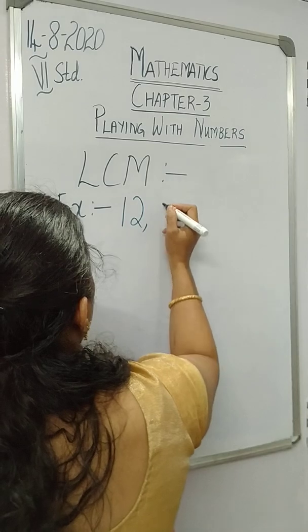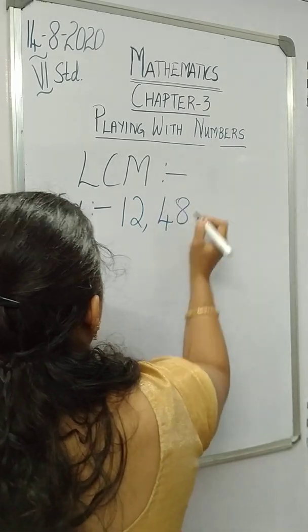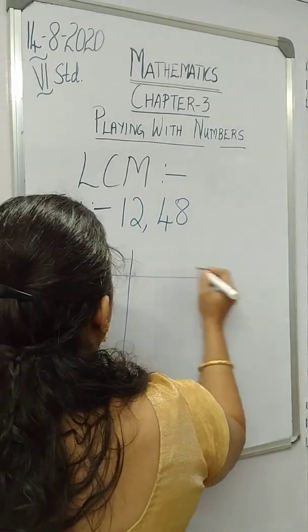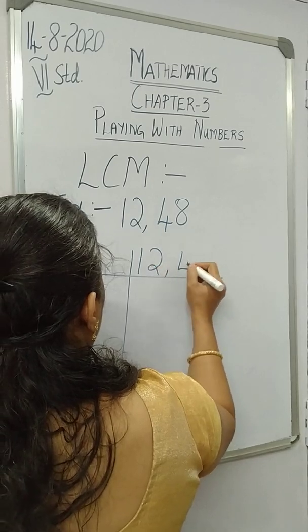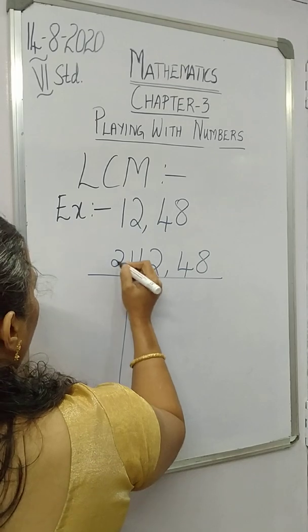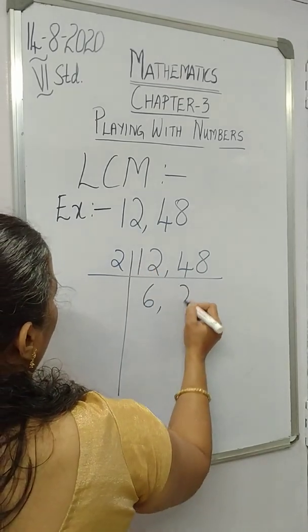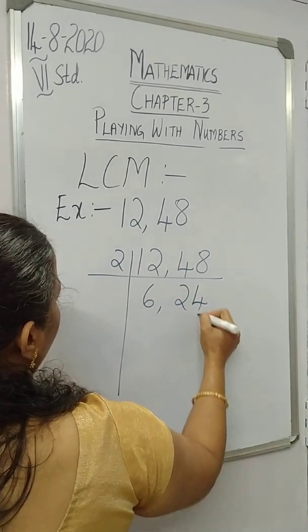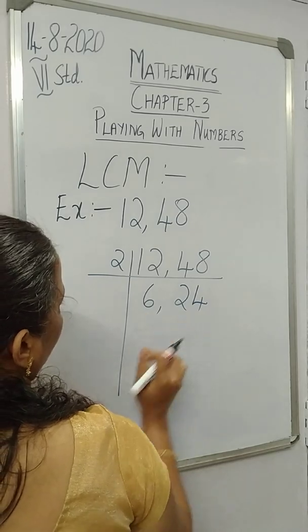12 and 48. Let us see 12 and 48. 12, 48. As you know, we will start with 2. 2 6s are 12. 2 2s are 4. 2 4s are 8. Now, you get 6 and 24.